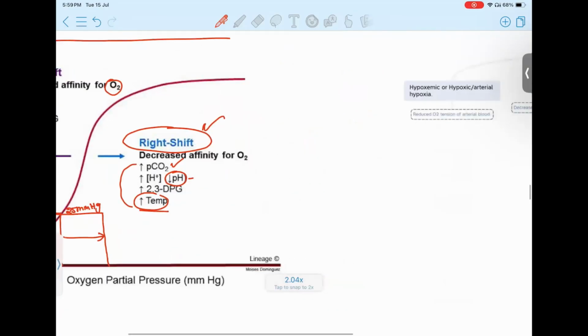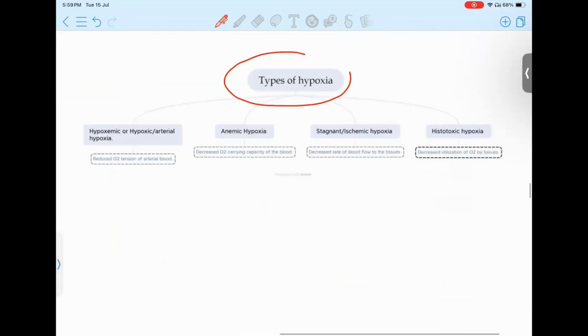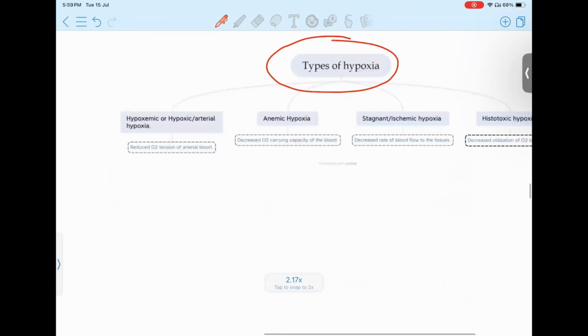Okay. Next, moving on to the types of hypoxia. Let's see, the most common one is your hypoxic hypoxia. What happens in the hypoxic hypoxia? Basically, your O2 is depleted, or O2 is absent in this patient. He can't breathe properly. What is happening? Oxygen entirely is going down.